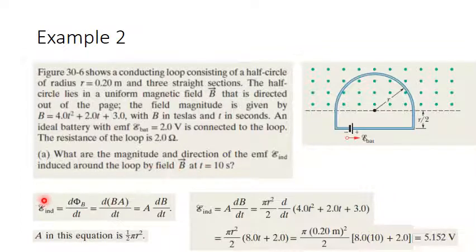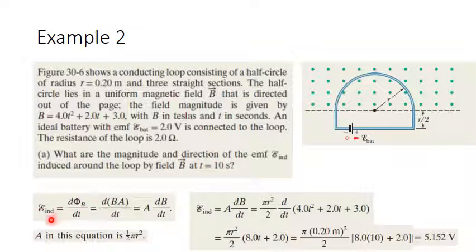As we mentioned, the induced electromotive force equals the rate of change of the magnetic flux with respect to time. The magnetic flux equals the magnetic field multiplied by the area of the loop inside the magnetic field. In this case, the area of the loop inside the magnetic field is only this half circle. This straight part is outside the magnetic field, as it is seen. The magnetic field lies only on this half circle.